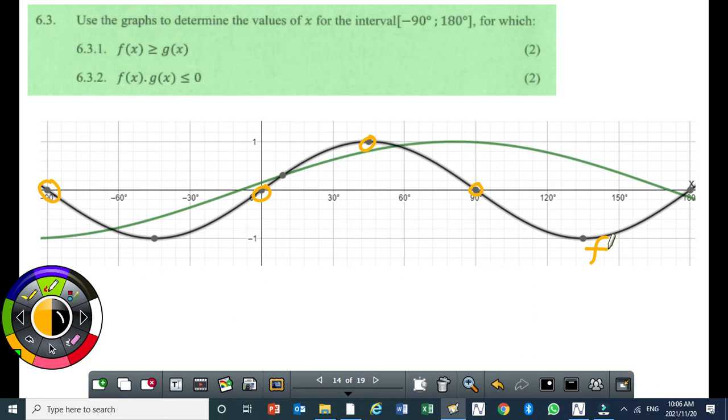So we need to determine values of x such that the sine graph, that is the black one, is above the green one. Right? So you can see that there is a point here. It's above, from minus 90 up to there. Then from here up to there, it's also above. Furthermore, from here up to minus 180, it's also above.